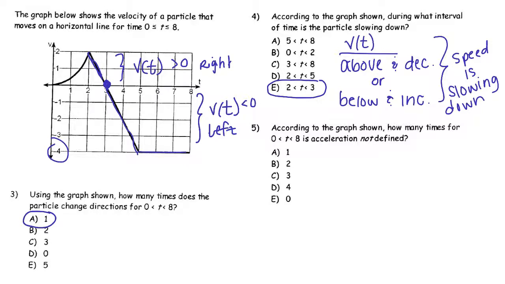Right, and then in question 5, according to the graph, how many times for the time between 0 and 8 is acceleration not defined? So we're looking to see where it might not be defined on my graph, and this would be on your pink sheet. And you're not going to be defined whenever you have those sharp points and cusps. So let's look. Where would we have some sharp points and cusps?